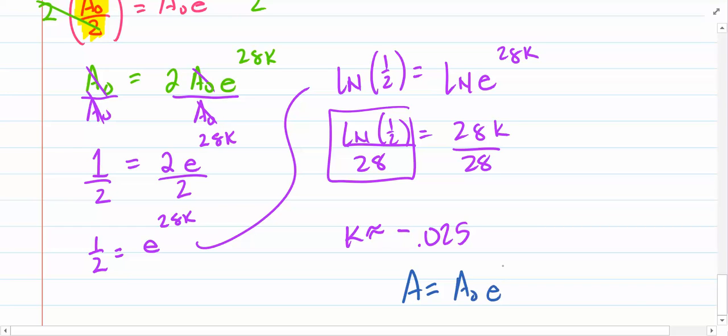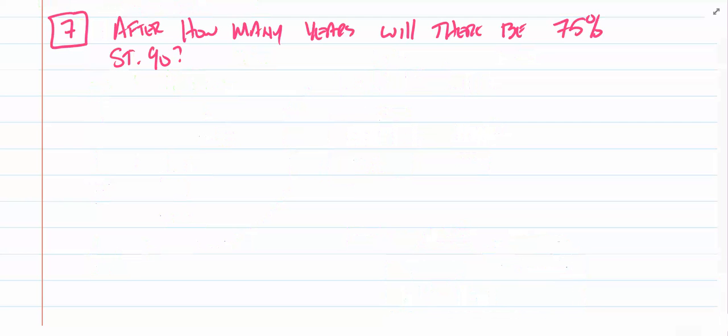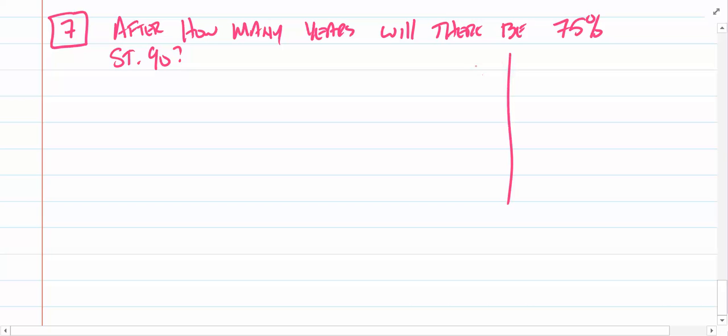Okay, last question of the day here. After how many years will there be 75% strontium 90? Now think about this, okay? So here's years, and here's amounts, okay? So it takes 28 years to get 50%. So I'm asking for 75%. So should your answer be less than or more than 28 years? It should be less than, right?